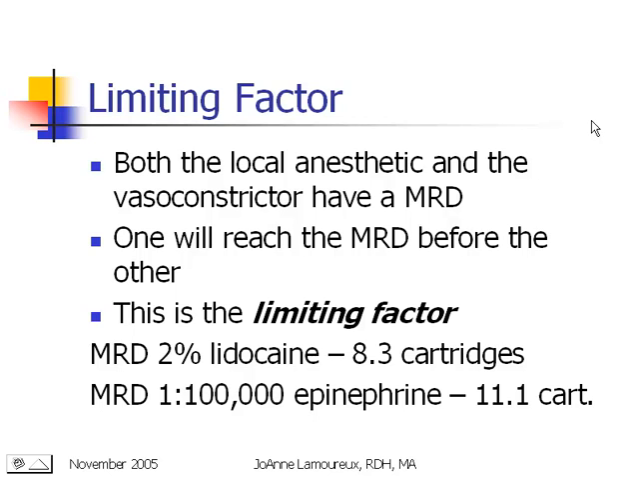Local anesthetics and vasoconstrictors will reach what we call a limiting factor. Both the anesthetic and the vasoconstrictor have a maximum recommended dosage. One of these, either the vasoconstrictor or the anesthetic, will reach the maximum recommended dose before the other, and this is what is called the limiting factor. Let's take a look at an example.